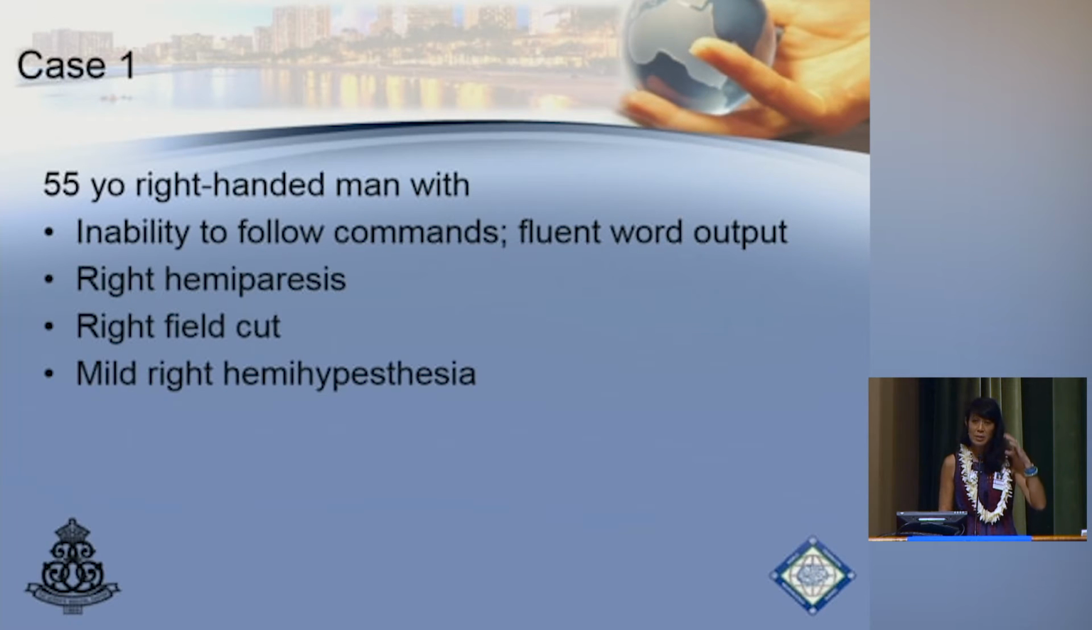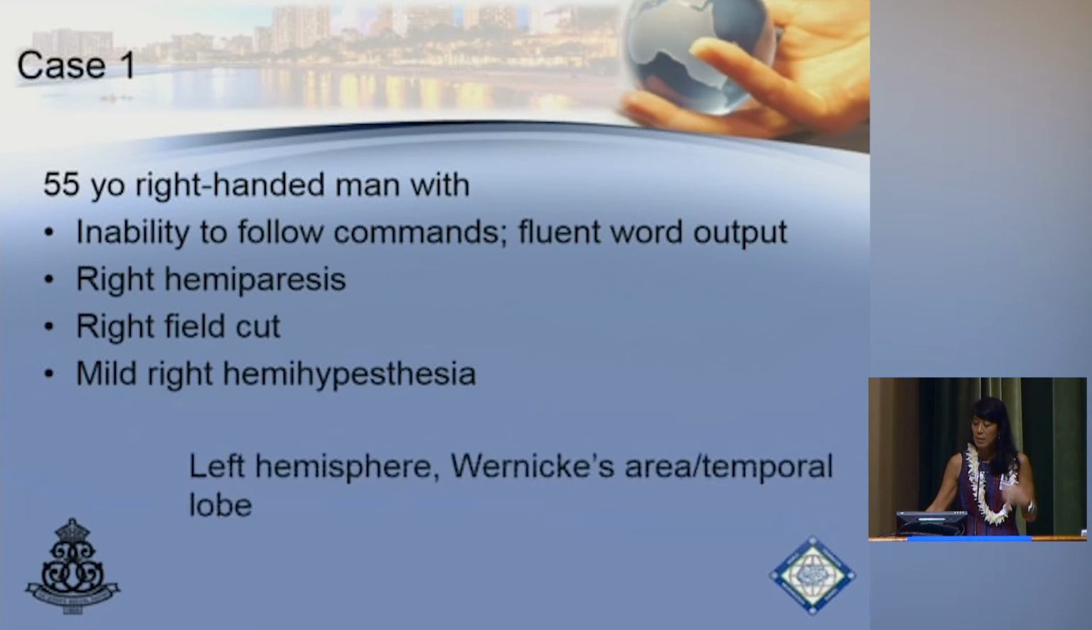So we think that it's going to be in the left hemisphere, correct? And we know that he doesn't understand what we're saying, but he's putting a lot of words out. And I should have said that fluent word output probably has a lot of neologistic errors or whatnot. So he can't understand this, and it's probably going to be a left hemispheric, something that's happening in the temporal lobe, and that's the Wernicke's area.